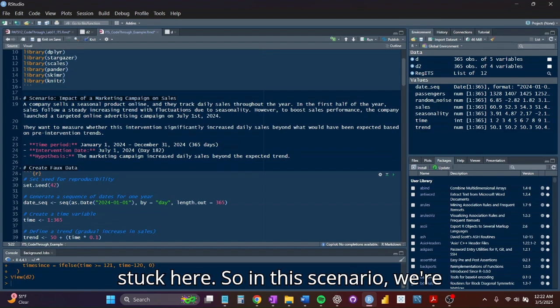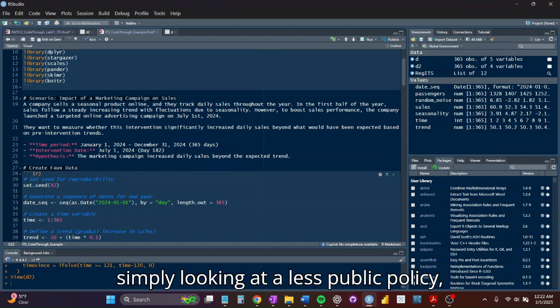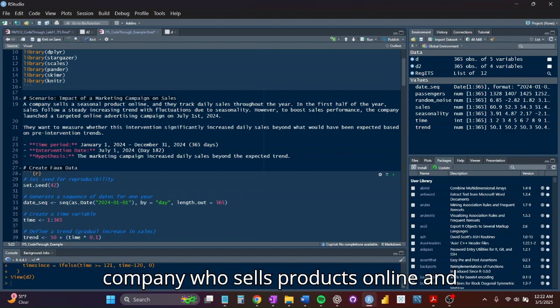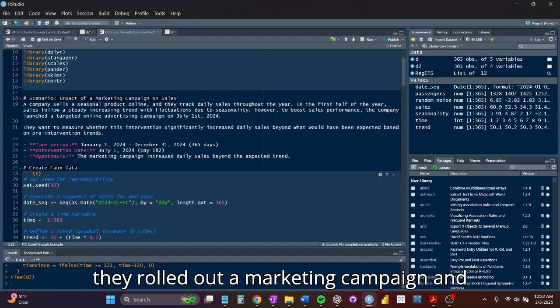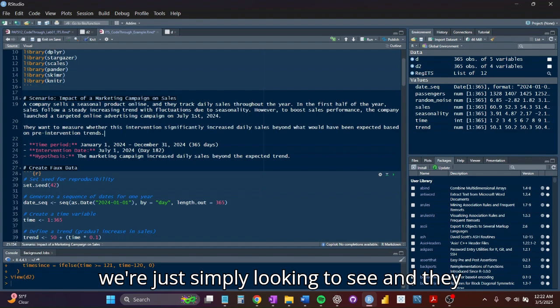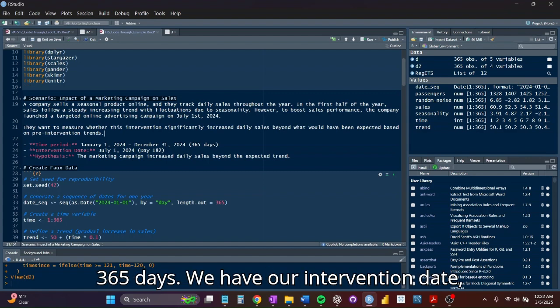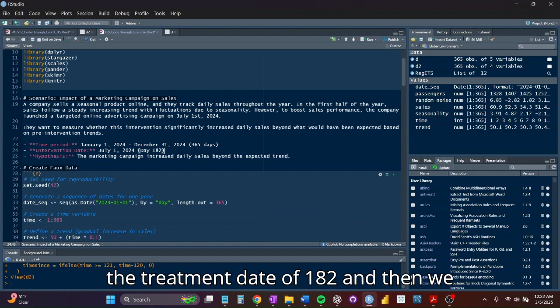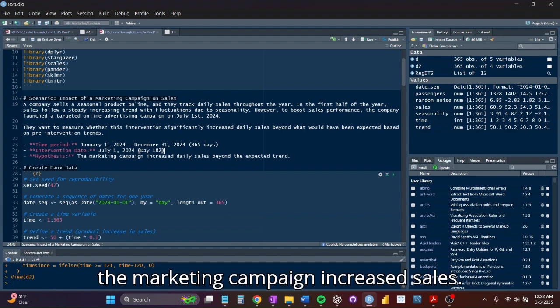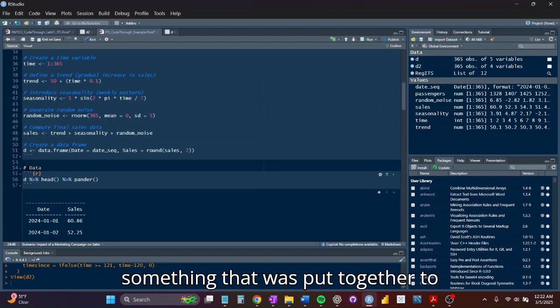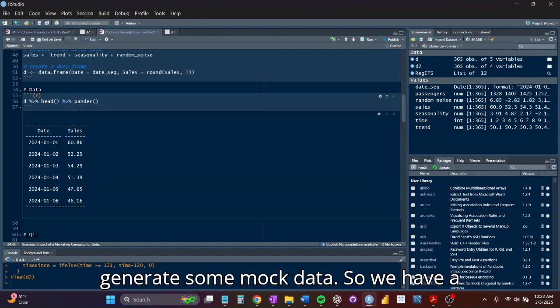So, all right, moving on. Don't let me get stuck here. In this scenario, we're looking at less of a public policy and more of sales and marketing. We have a company that sells products online, and they rolled out a marketing campaign. They rolled it out on one day, so it was one hard start. We have a time period of 365 days, and our intervention date, the treatment date, is 182. We're generally looking to see if the marketing campaign increased sales. So ignore this gibberish. This is just something that was put together to generate some mock data.